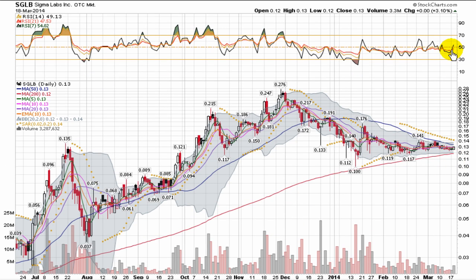RSIs, they crept upward a little bit with the 7 breaking through 50 yesterday. A little bit of buying pressure in the stock, closed up 3%. Plenty of liquidity, 3.3 million shares traded. I'd say it's right about average for it.